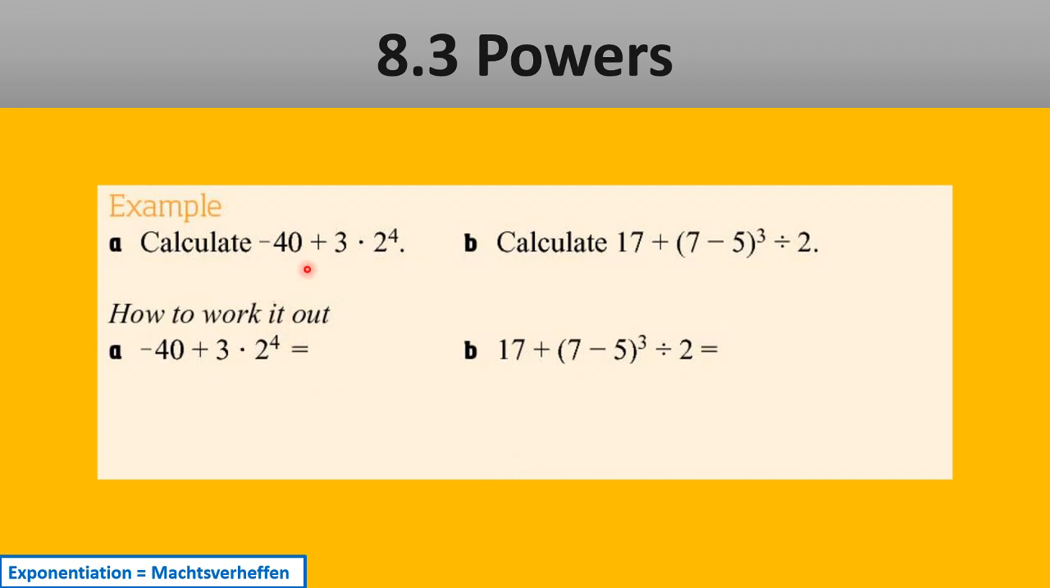Minus 40 plus 3 times 2 to the 4th power. How would you do this one? First of all, write down your intermediate steps, right. Second of all, use the correct order of operations. What are we going to do first? Are we first going to add minus 40 and 3? Are we first going to multiply 3 with 2 to the 4th power? Or are we first going to calculate this power right here?